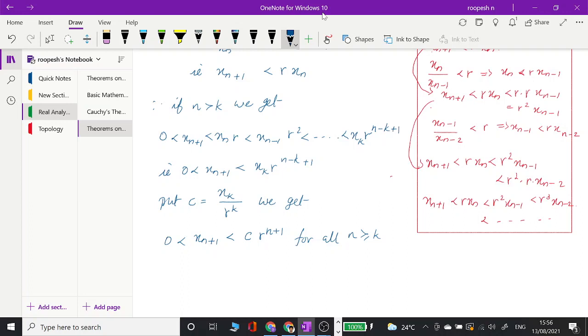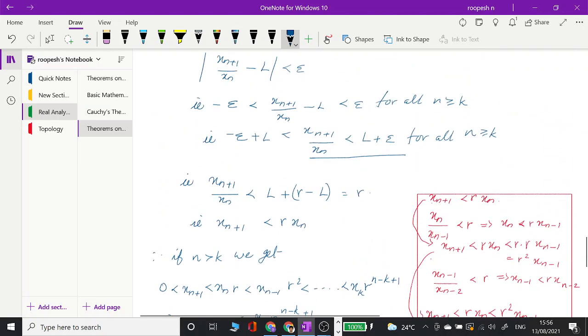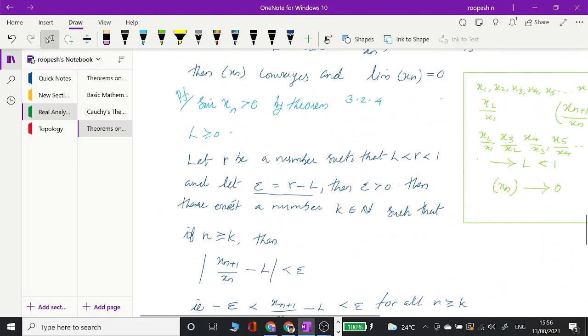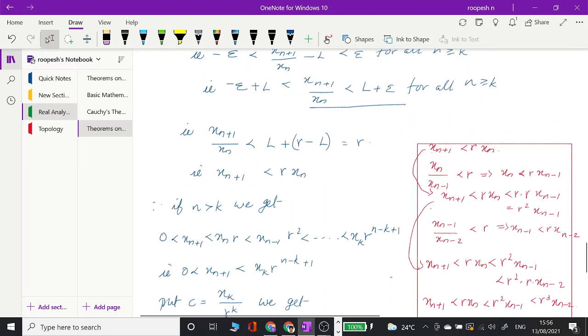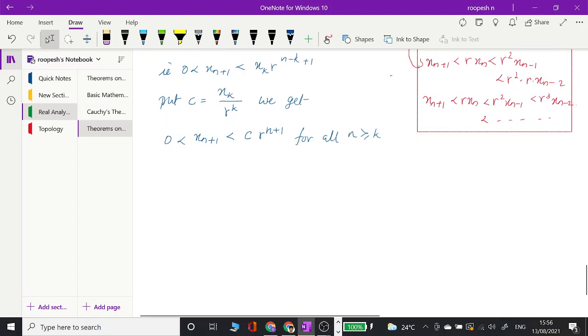Now where does this r belong? In between 0 and 1, right? You have taken r to be a number such that r is in between l and 1, but l is greater than 0, so it is in between 0 and 1. So what can we conclude? Since 0 is less than r less than 1, the limit of r raised to n plus 1, or r raised to n, should be 0, right? The limit of that should be equal to 0.